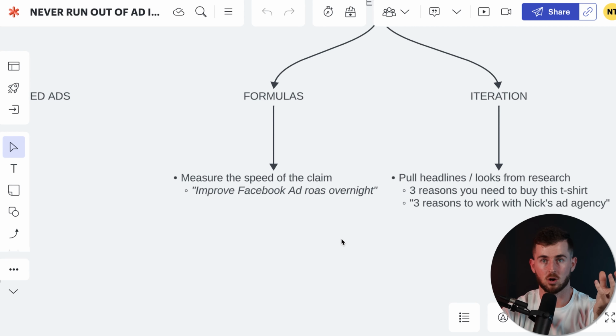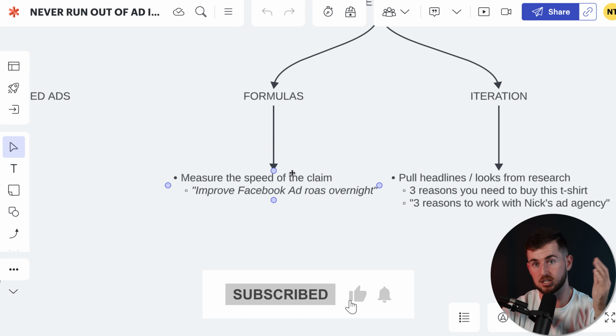I'm showing how fast it works. So I'm going to spend 30 minutes writing down as many different headline ideas as I can for measure the speed of the claim. So I'm going to pick a formula and just spend 30 minutes writing it down specifically for my product.